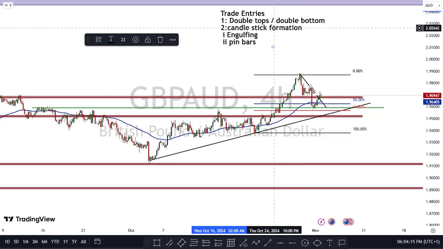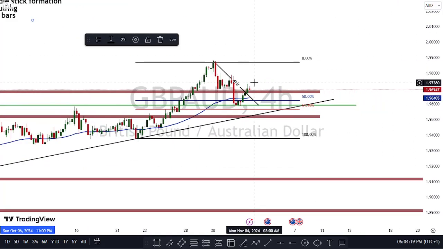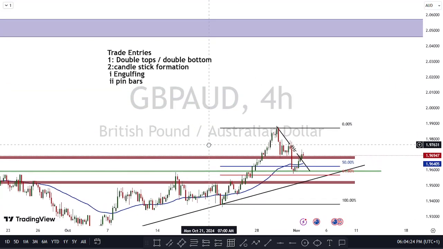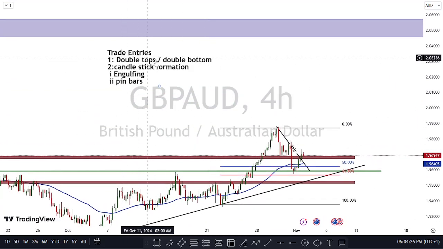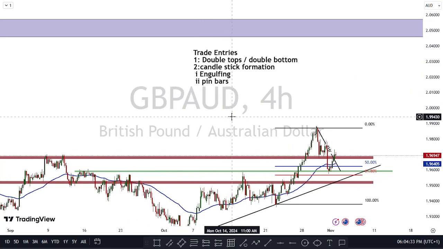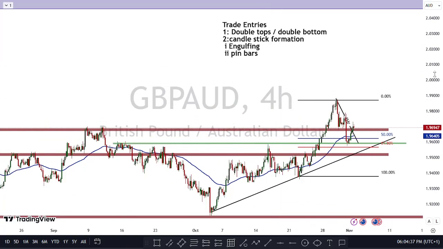So I use this GBPAUD as a very good example because I'm going to actually be entering this trade on Monday once I see a clear entry, like the double tops and double bottoms or the engulfing candles. I don't know if you guys get me, because this is a very valid trade. All right, why now?